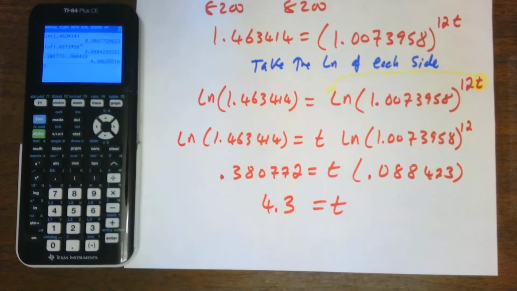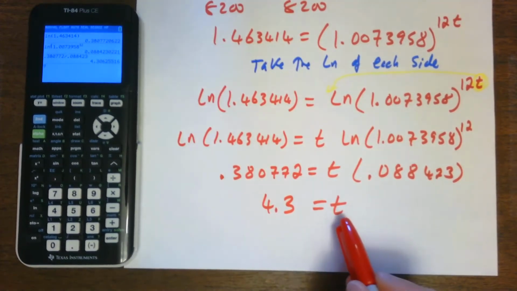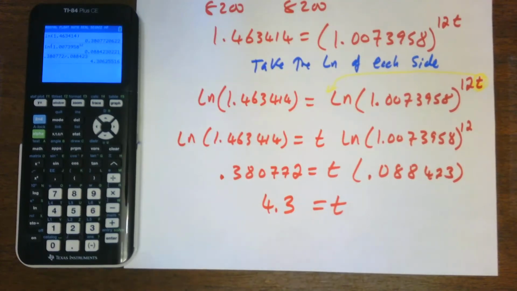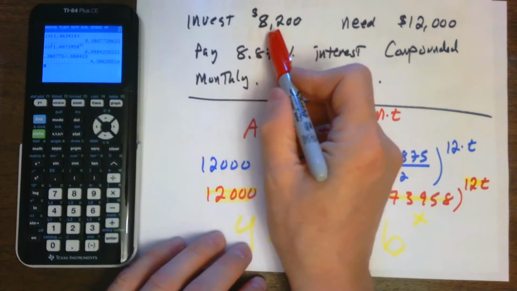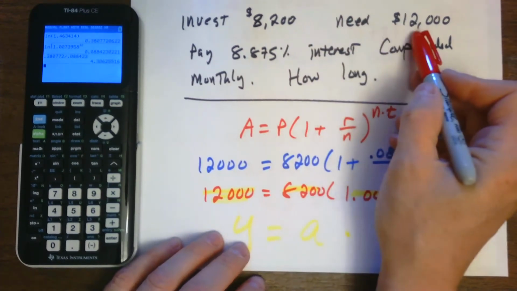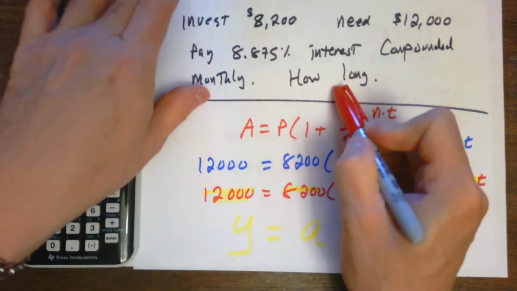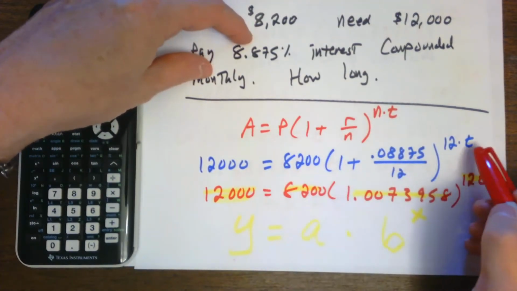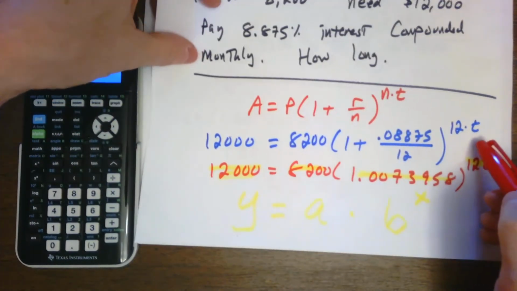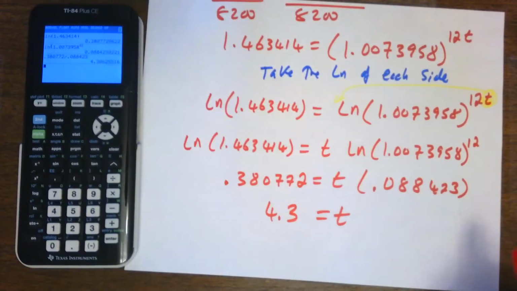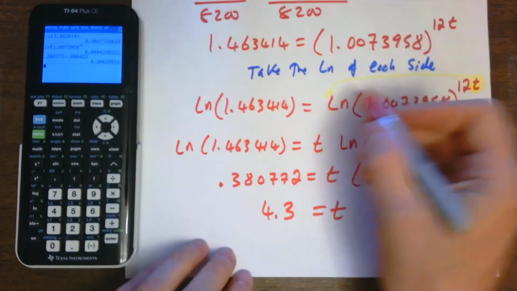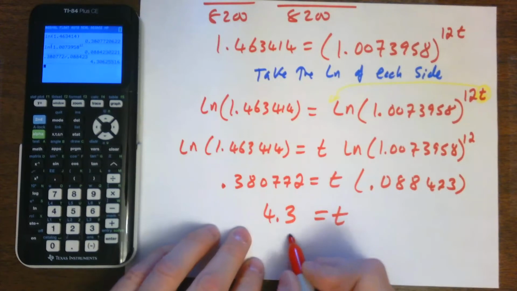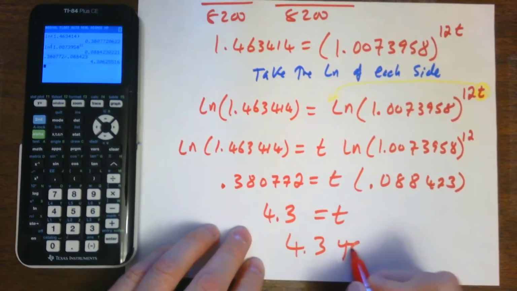And we're done. We solved it. Remember, t is time in years. So the original question: I'm investing $8,200 and I want $12,000. How long will it take? Substituting into the formula, we knew everything except for time, and time was in the exponent. This is where we needed all of our rules of exponents and dealing with logarithms. The final answer is that it's going to take 4.3 years.